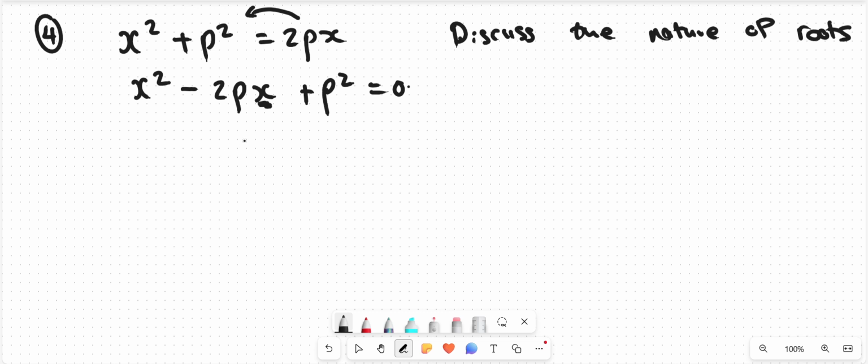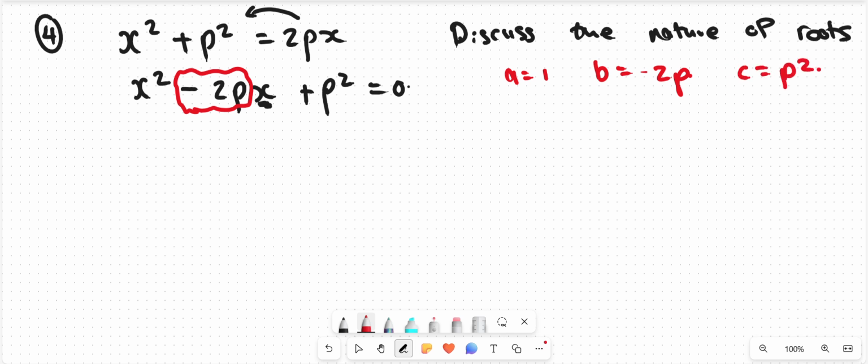So here we have p's instead of numbers. But that should not deter us. Remember, the only way to discuss the nature of roots is to solve for that discriminant. So our a will be 1, our b will be the negative 2p, this whole guy here, the coefficient of x, and our c would be the p squared. So my discriminant would be b squared minus 4ac.